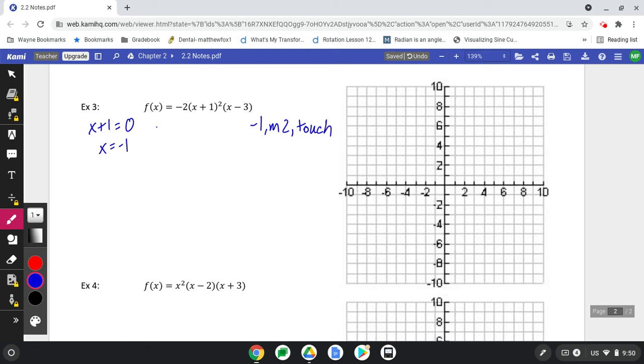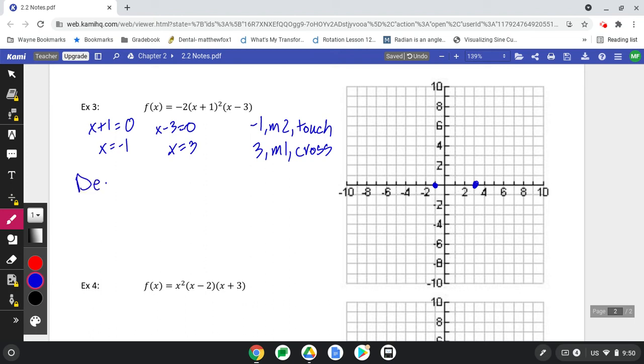Now our second one, x minus 3 equals 0. So x will equal 3. So 3 with a multiplicity of 1. So it will cross there. So negative 1 and 3. Now you might notice there's not a 0 at 0. So that means that is not our y-intercept. We need to find our y-intercept. On this one, we actually will have to. But first, let's find our degree.